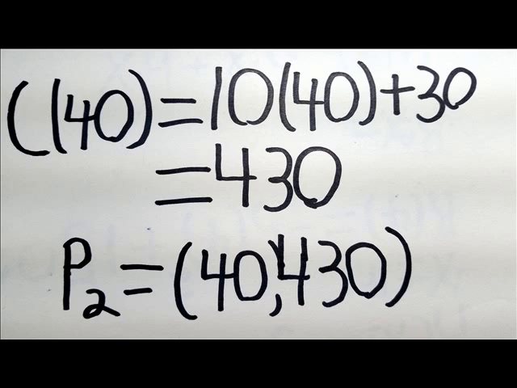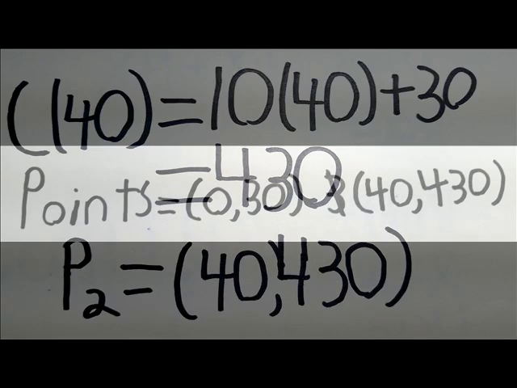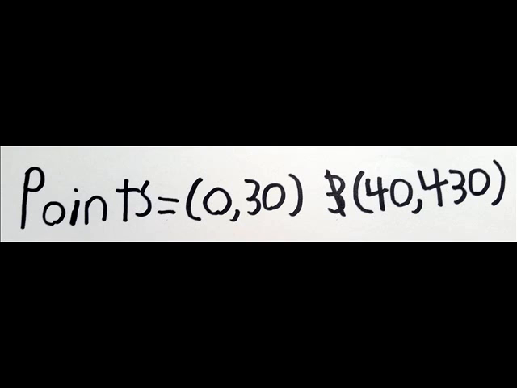Our next point we're going to use is 40. So our graph will look like C of 40 equals 10 times 40 plus 30. This gives you 430. So now we know our second point is 40 and 430. So, now we have our two points, 0 and 30, and 40 and 430.